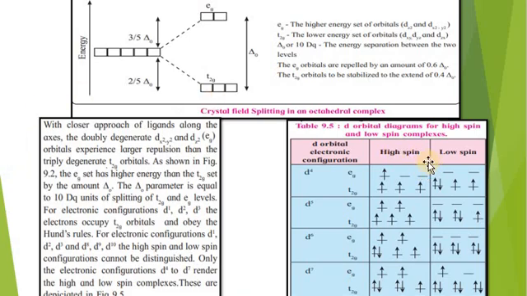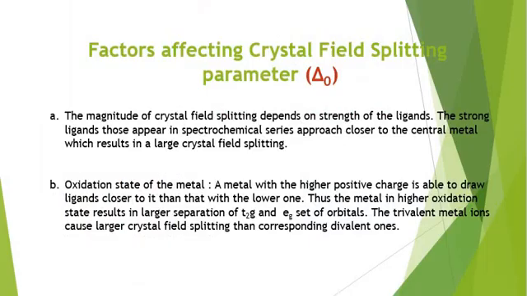and these are the d orbital diagrams for high spin and low spin complexes. This is for d7, for d6, for d5 and d4, with eg and t2g. The splitting will occur in this manner.